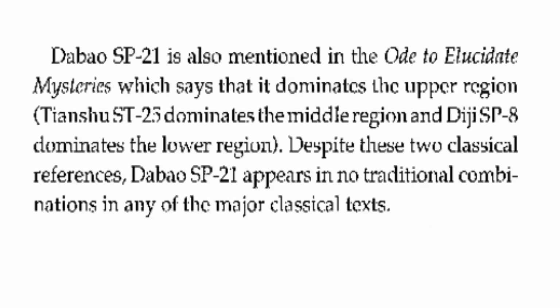Spleen 21 is also mentioned in the Ode to Elucidate Mysteries, which says that it dominates the upper region, where spleen 25 dominates the middle region and spleen 8 dominates the lower region. Despite these two classical references, spleen 21 appears in no traditional combinations in any of the major classical texts.